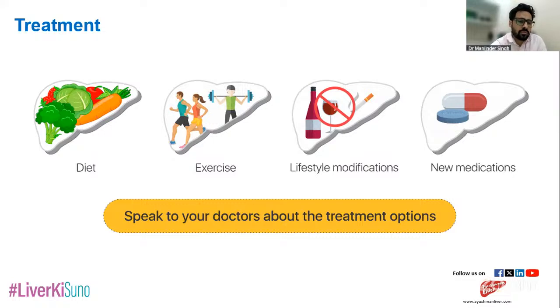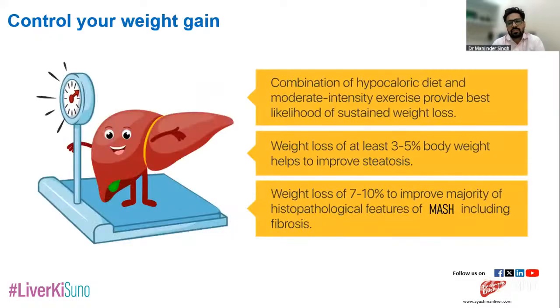So you should incorporate a diet with high fiber, with low glycemic index, which is not processed, and exercise regularly, limit your alcohol intake, limit your smoke intake. Similarly, there are drugs to counter the problem. As they say, losing at least 3 to 5% of the body weight helps you to improve steatosis.